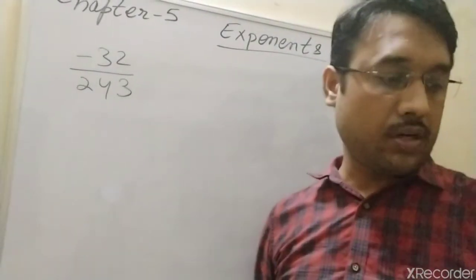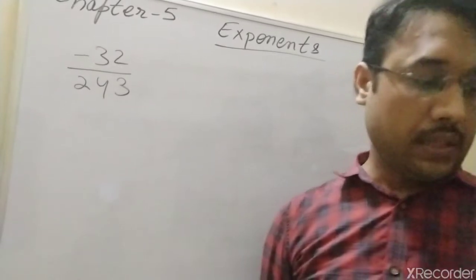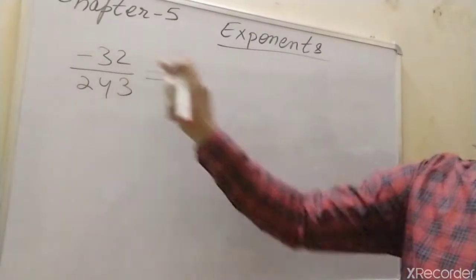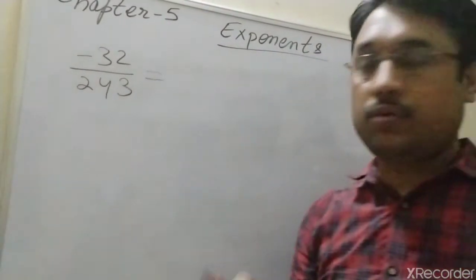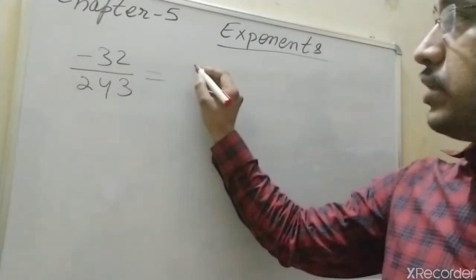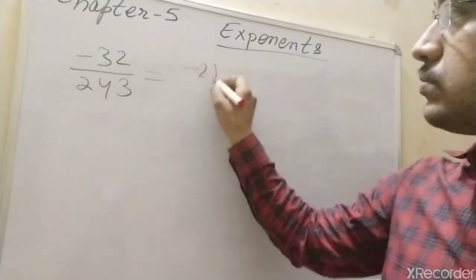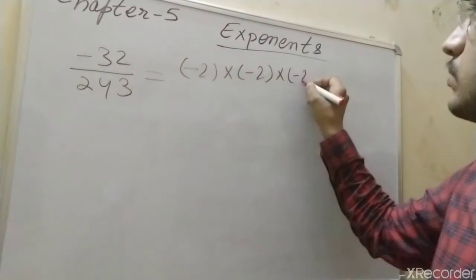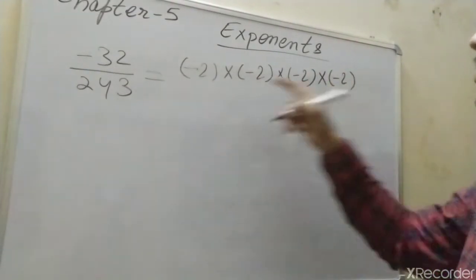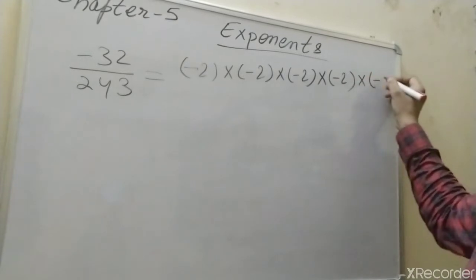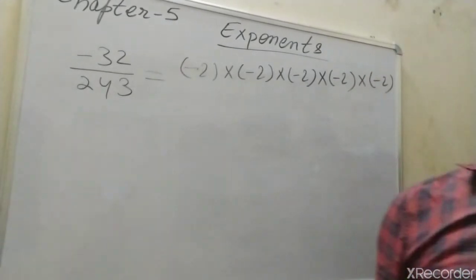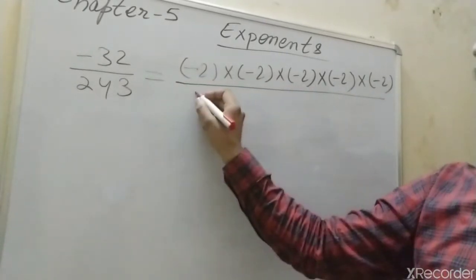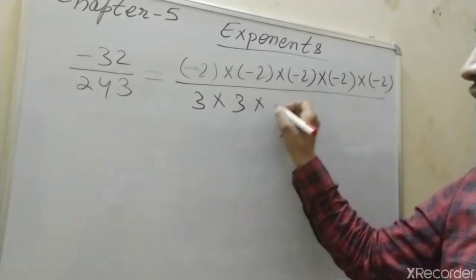Now some more numbers to express in power notation. I am giving minus 32 by 243. We will prime factorize this, we know how to prime factorize. You will get minus 2 into minus 2, 1, 2, 3, 4, 5 times. That means you have to multiply 5 times, and in the denominator it is a repeated multiplication of 3, 5 times, 3 into 3.